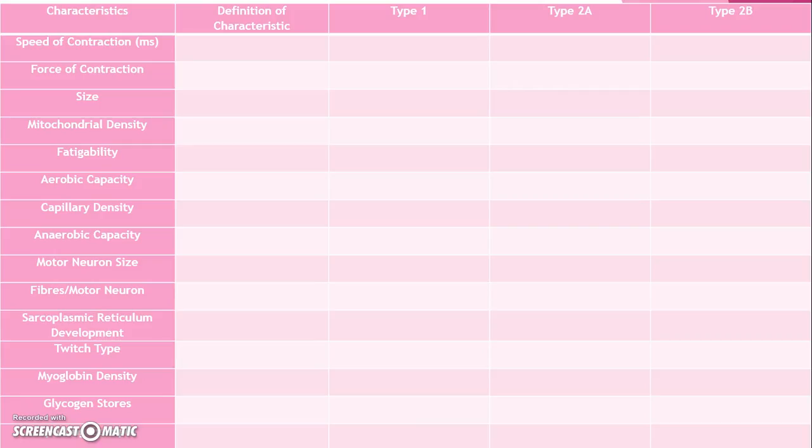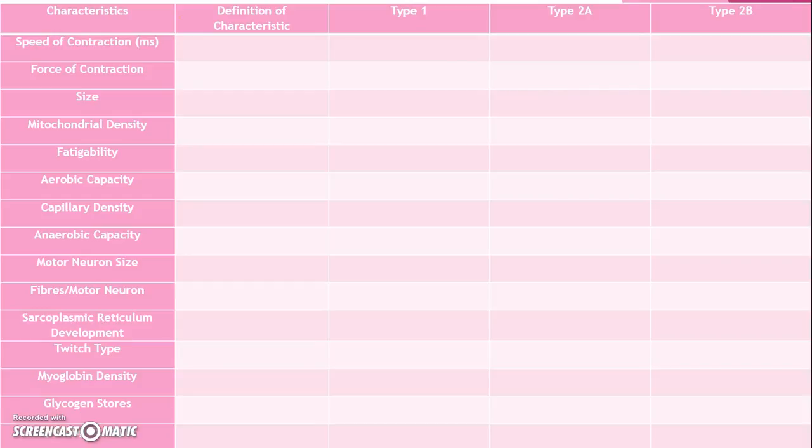Right, this table just really sums up the fiber types. So if you look on the left hand side, we've got the different characteristics. So you've got speed of contraction and how fast. What I mean by that is how fast do they actually contract. So obviously you're expecting type 2B to be quicker than type 1, which is a slow twitch. Force of contraction, how much force is actually produced while they're contracting. The size is how big the fiber type is.